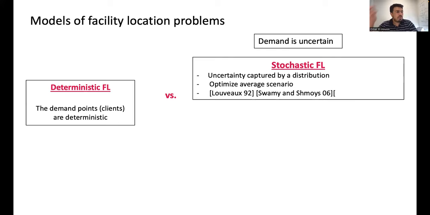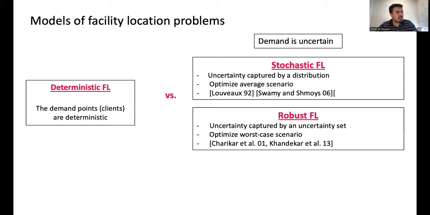starting from early work of Louveaux, and then there are a couple of papers of Chaitanya Swamy and David Shmoys. So Chaitanya Swamy wrote a whole thesis on this stochastic facility location problem. I'm only putting two references here, but of course, as you can expect, there are so many references on the stochastic facility location problem.